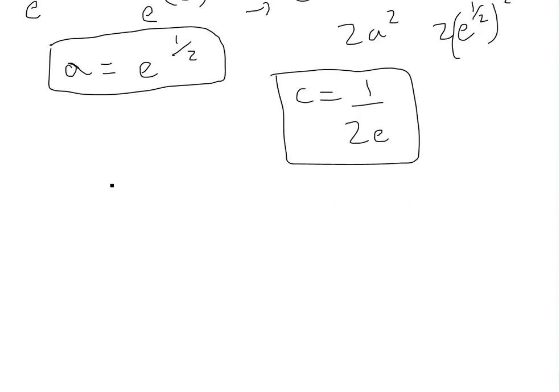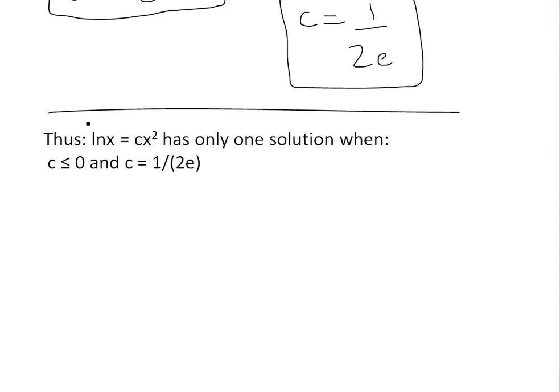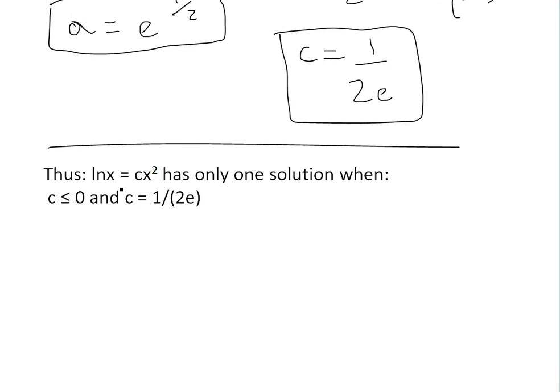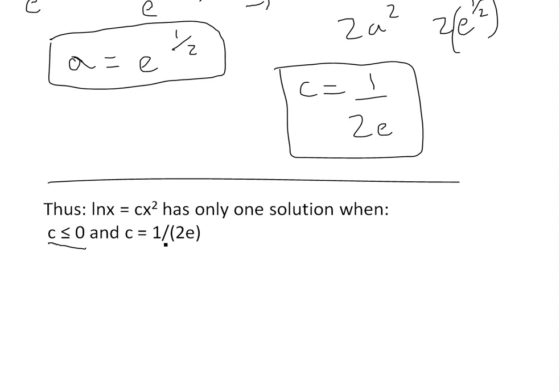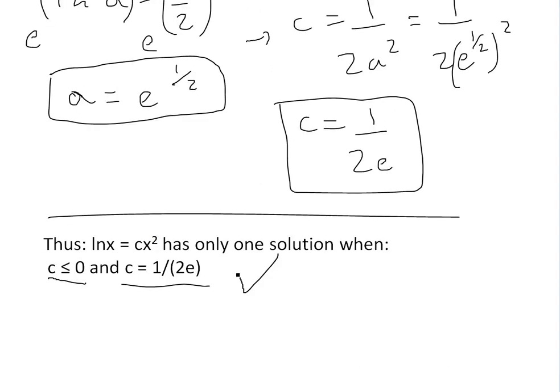Thus, we have all the c values. And here, I just typed it out to make it faster. Basically, thus ln x equals cx has only one solution, or basically they touch each other at only one point, whenever c is less than or equal to 0, and c is equal to 1 divided by 2e right here. And this is our final answer.